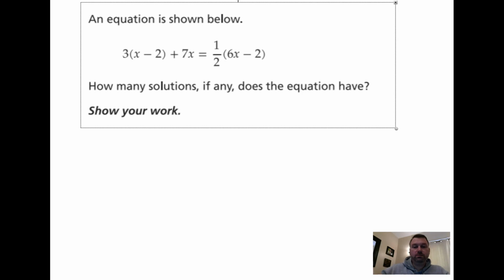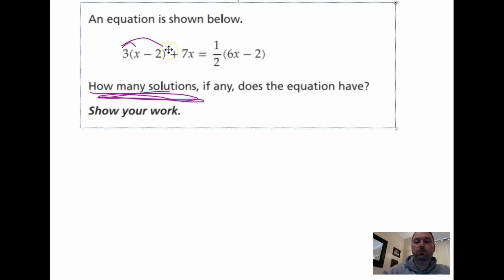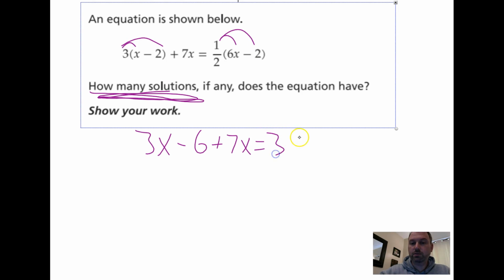Don't just read the question. So even though this is a short question, if you were being wise, you would underline specifically what they're asking for. Okay, so similar to the last problem, the first thing we need to do is distribute 3 times x and 3 times negative 2, which gives us 3x minus 6. Bring down that plus 7x. Here I'm distributing again. 1/2 times 6x and 1/2 times negative 2 gives me 3x minus 1. All right, again, combine like terms. Over here I get 10x minus 6 equals 3x minus 1.